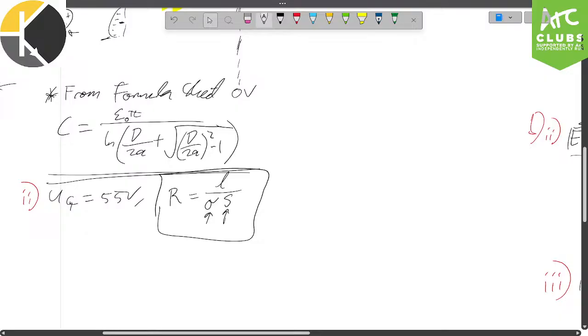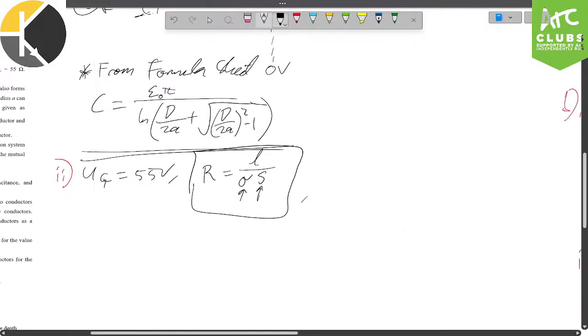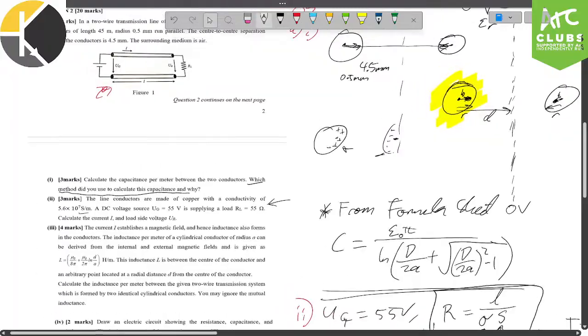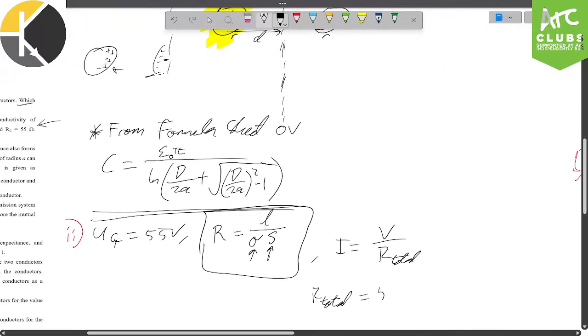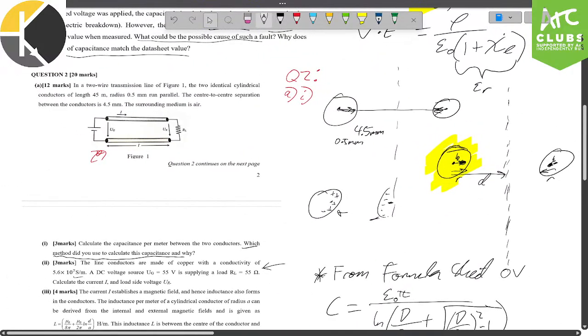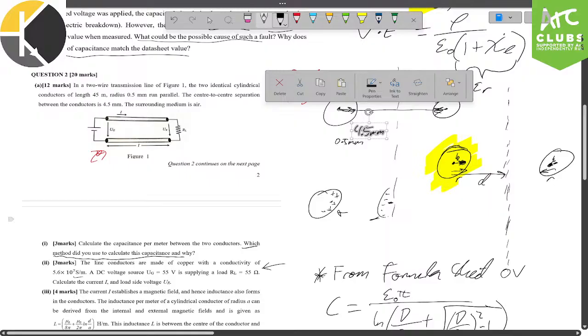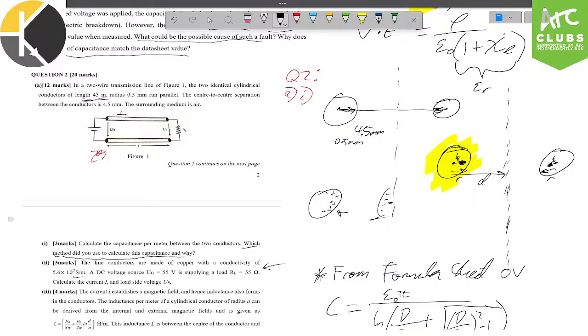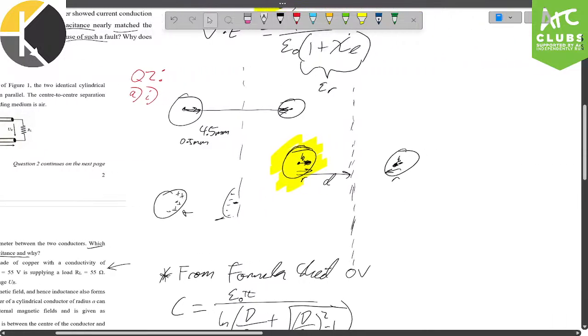All of this through just voltage divisions, okay? And just V equals IR. So we say that I equals V on R total. R total is going to be equal to, we have RL to be 55 ohms, 55 plus 2 lots of L on sigma S. So L, the length of each of them, is going to be given as 45 meters. The conductance is down here, and then the cross-sectional area is given by their radius, 0.5 millimeters.